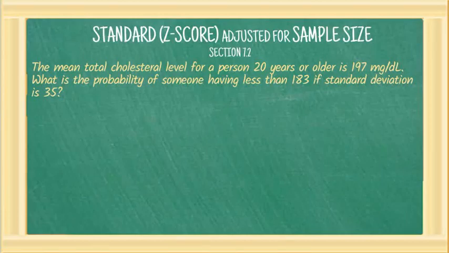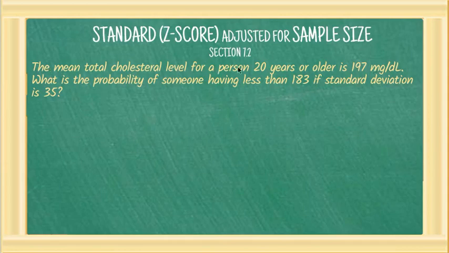Okay, the standard score, or z-score, getting adjusted by the sample size that we use. Okay, and this is 7.2. We talked a little bit about this in 7.1, and now we'll do a few word problems to show it a little more clearly.